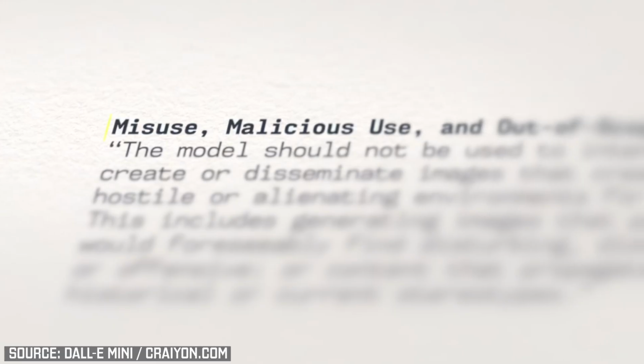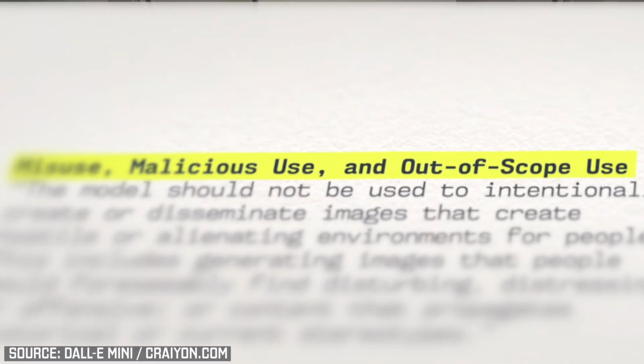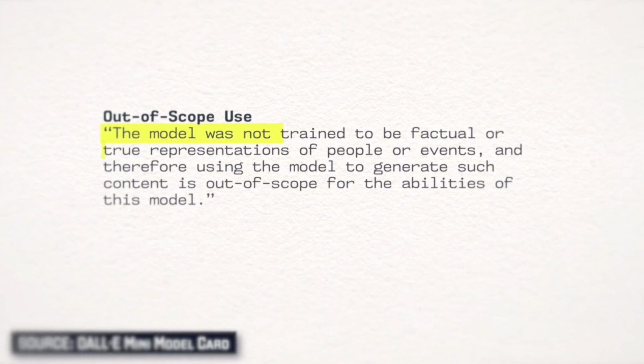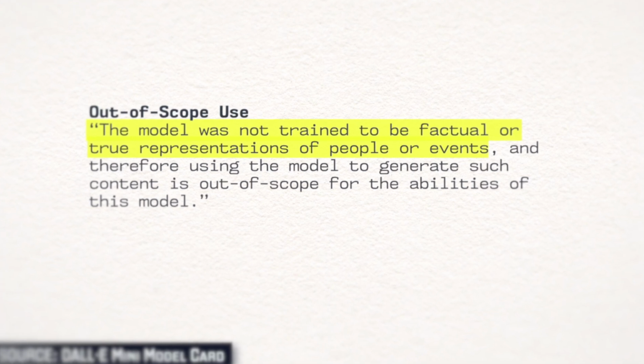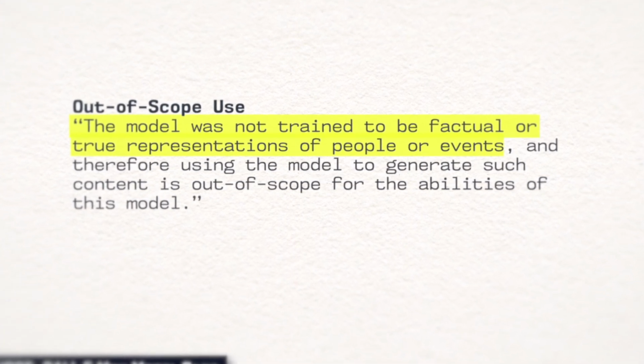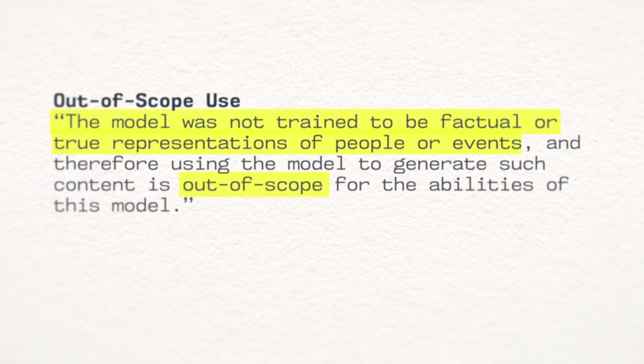Well, no. DALL-E Mini's creator lists what counts as misuse, malicious use, and out-of-scope use. Most relevant to us is the model is not trained to be factual or true representations of people or events, and therefore using the model to generate such content is out of scope for the abilities of this model. So asking the model to predict the images of the future is perhaps a little bit unfair. But what I find really revealing about DALL-E Mini and AI image generators in general is the questions they prompt about their potential future use and misuse.